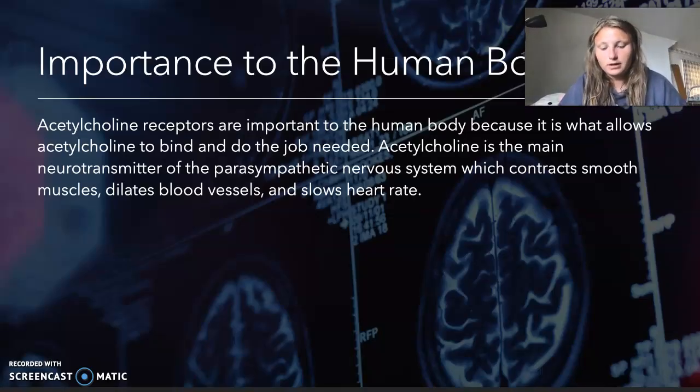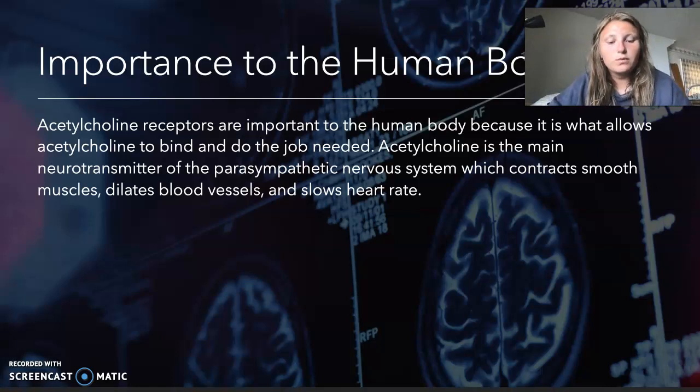Importance to the human body. Acetylcholine receptors are important to the human body because they are what allow acetylcholine to bind and do the job needed. Acetylcholine is the main neurotransmitter of the parasympathetic nervous system, which contracts smooth muscles, dilates blood vessels, and slows heart rate. Acetylcholine receptors also play a big role in wakefulness and hormone secretion.